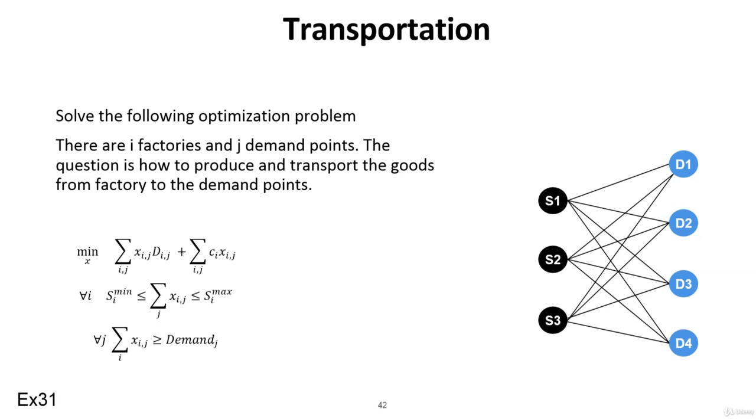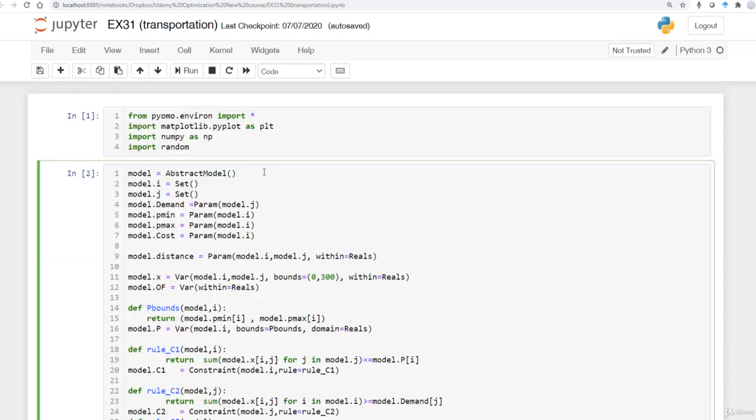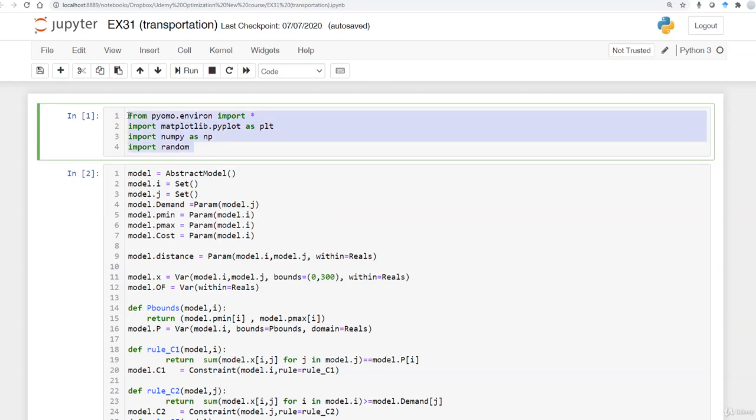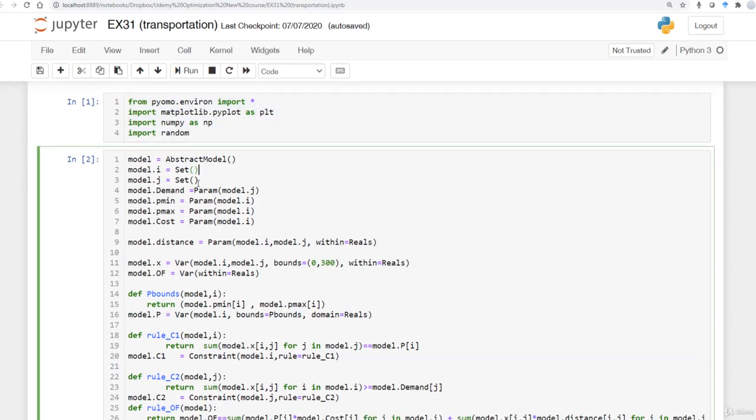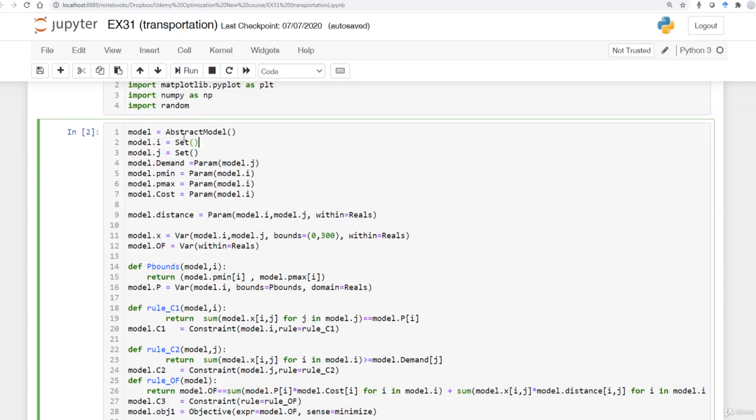Okay, so let me talk about the Pyomo code for solving this problem. First of all, as usual, we have to import the required packages and then define the required sets. I and J are two different sets. It's an abstract model. We have a demand which is defined over J, P min, P max, and costs are the parameters. And also the distance between different nodes is defined as a parameter.